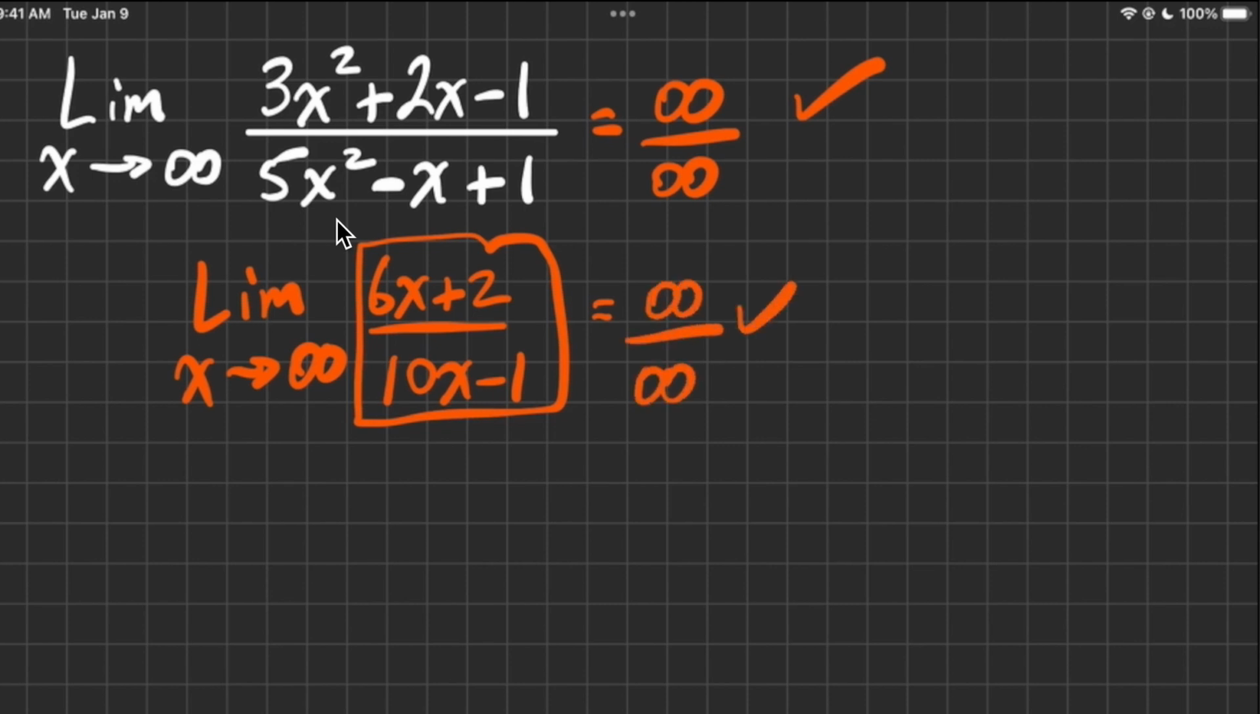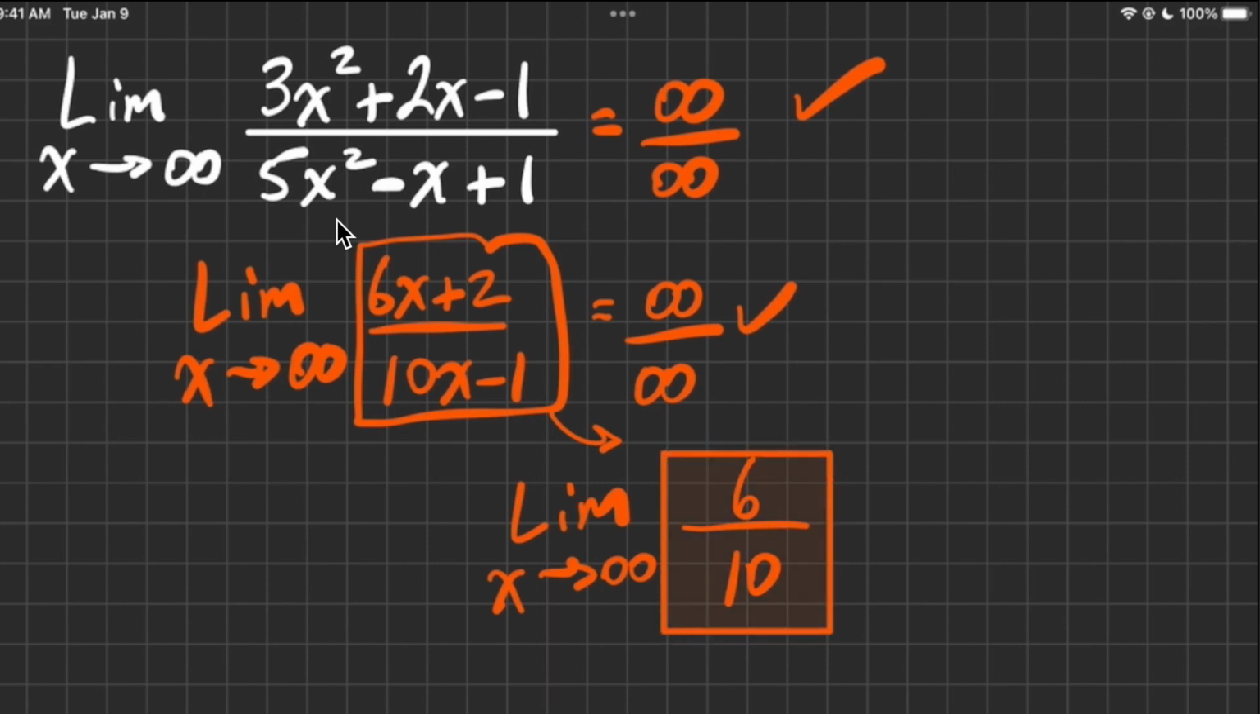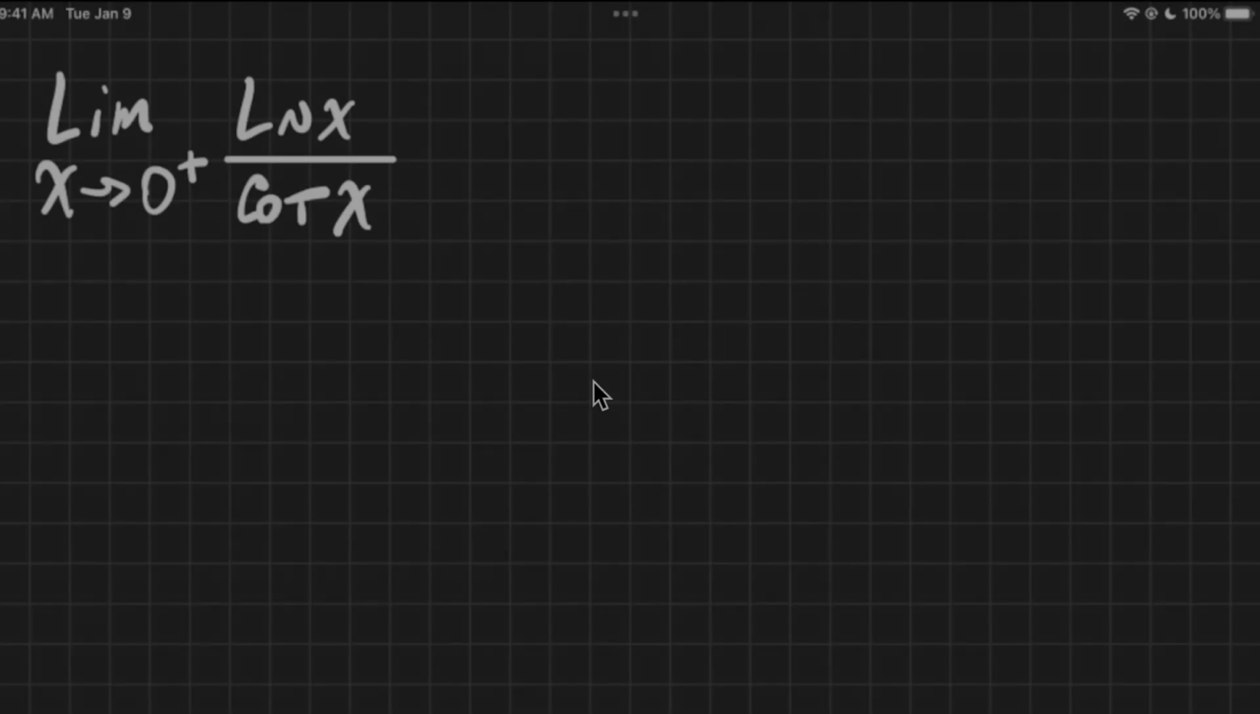Plugging infinity into this fraction here, we're still going to get infinity over infinity. But folks, that is still L'Hopital's friendly, and we can continue that process of using L'Hopital. So we're going to do it again. The derivative of 6x plus 2 is 6, and the derivative of the denominator is 10. This, folks, reduces to 3 over 5, so we got the same answer for this limit using 3 different techniques.